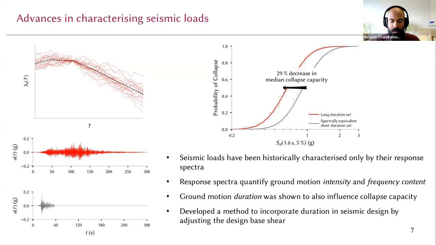And my research group, well, we've demonstrated this, as you can see over here. These collapse fragility curves show that depending on whether you're using a set of long duration ground motions or a set of short duration ground motions, you actually compute distinctly different structural capacities. The capacity under long duration shaking is markedly lower than that under short duration shaking. Well, that again imposes a bit of a problem.